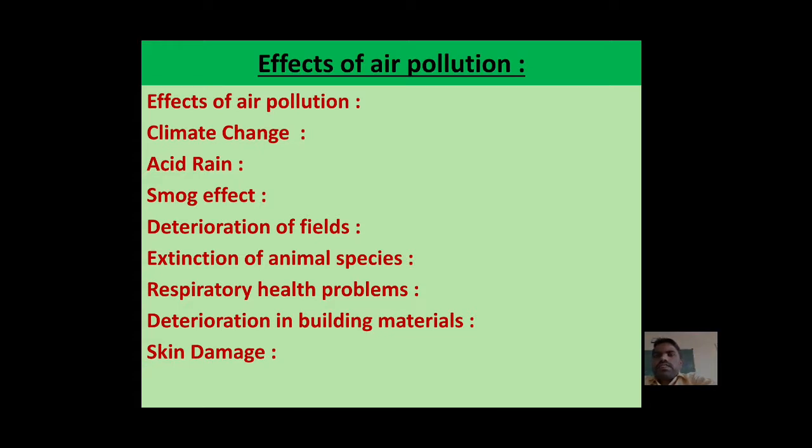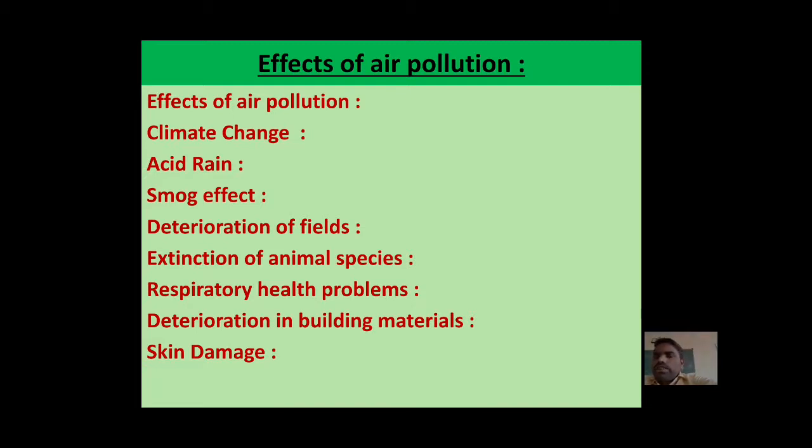And next one is skin damage. Because of air pollution, we also get skin damage. Skin damage means many chemical intolerances directly affect people's skin. One of the worst damages is skin cancer. In many cases that disease develops from the direct incidence of ultraviolet light rays on the skin.